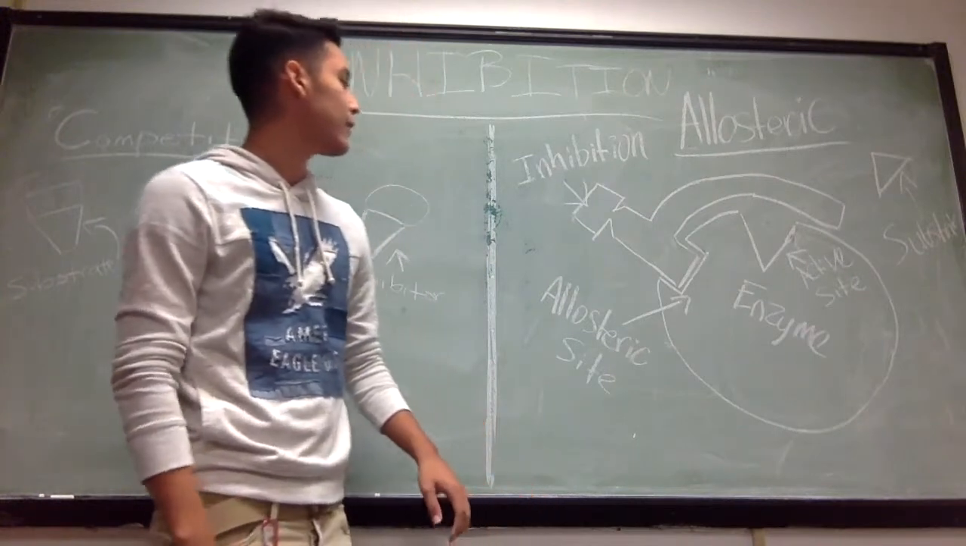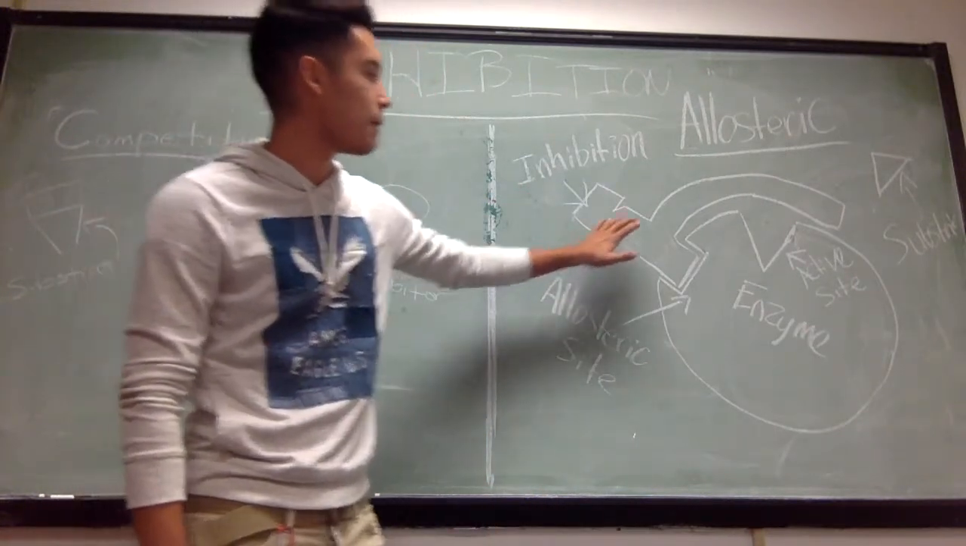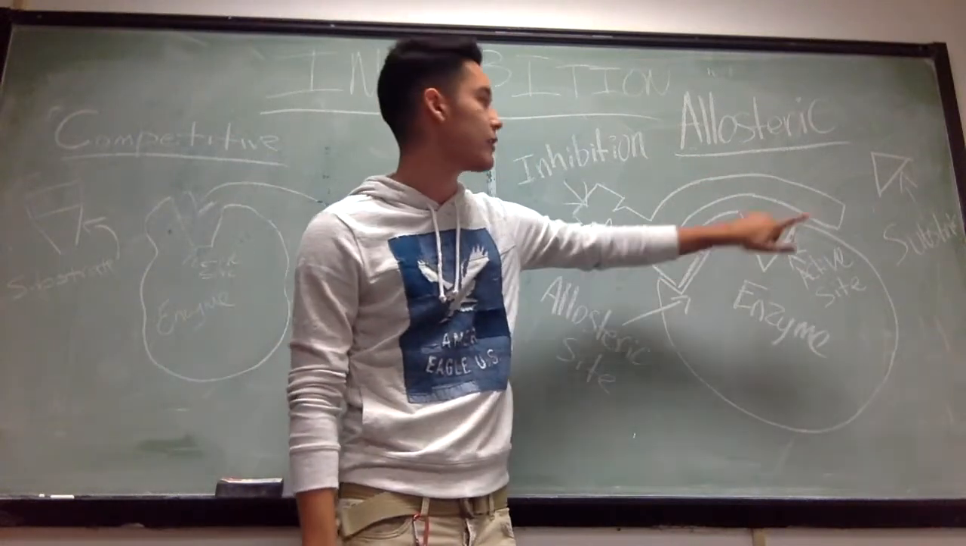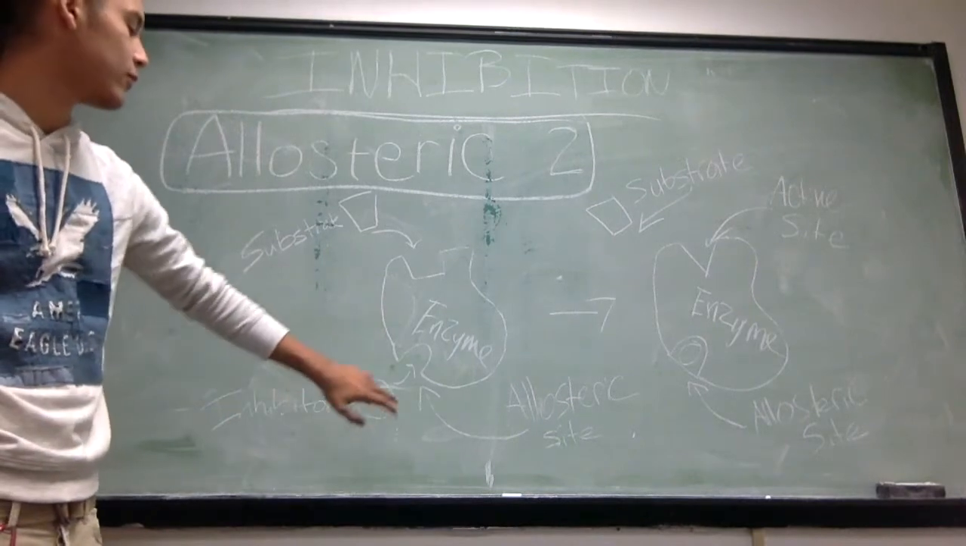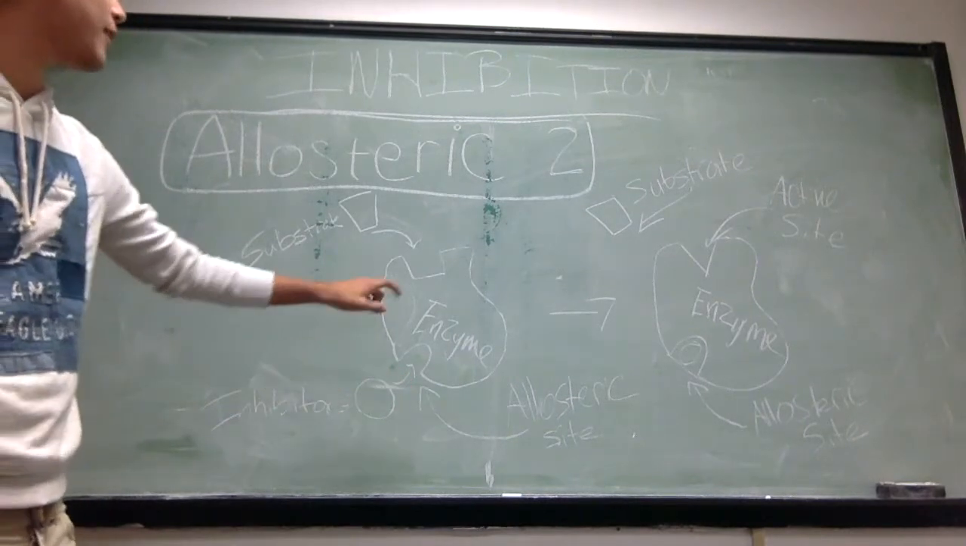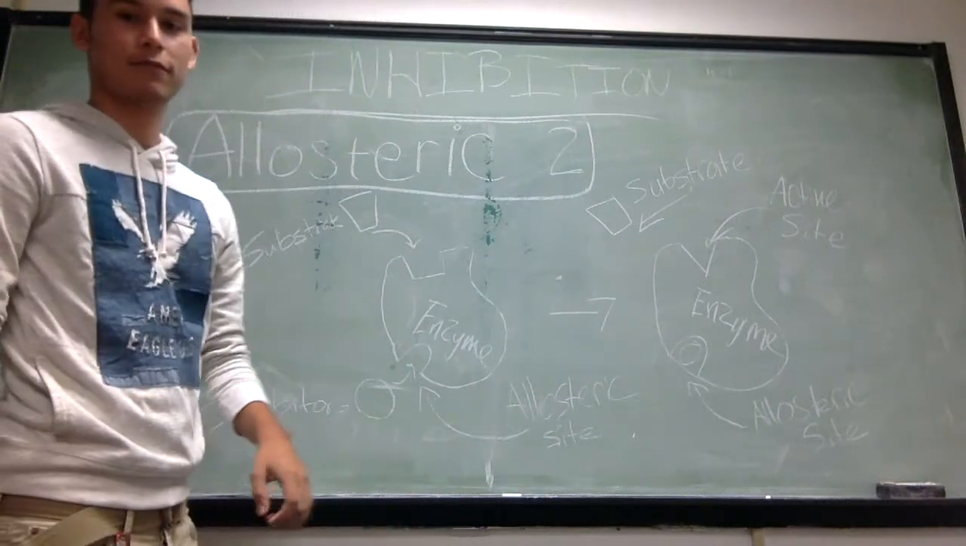In allosteric, the inhibitor goes in through the allosteric site and blocks off the active site, preventing the substrate from going in. This type of allosteric inhibition is when the inhibitor goes in through the allosteric site, changing the shape of the active site, preventing the substrate from binding with the enzyme.